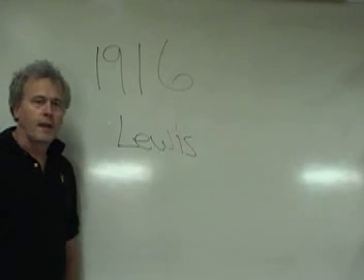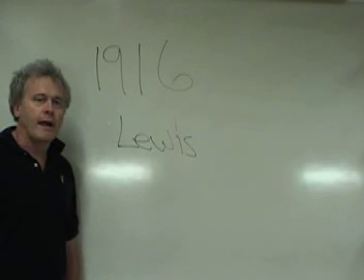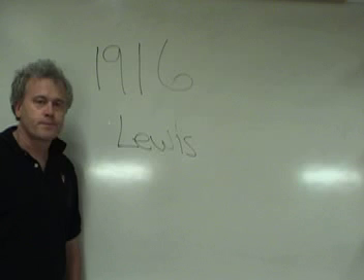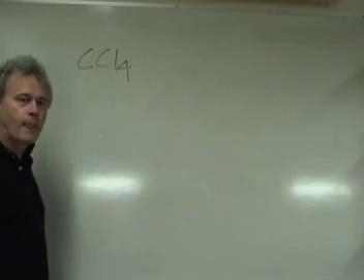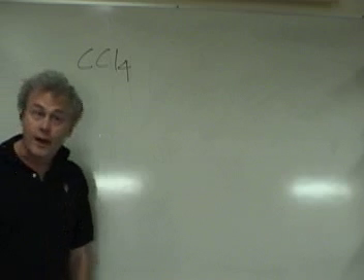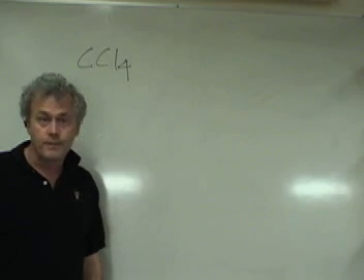In 1916, a chemist by the name of Lewis decided to come up with a way to show people a way of thinking about how atoms are bonded together in what we call covalent molecules. I'm going to show you how to do Lewis electron dot diagrams by example.